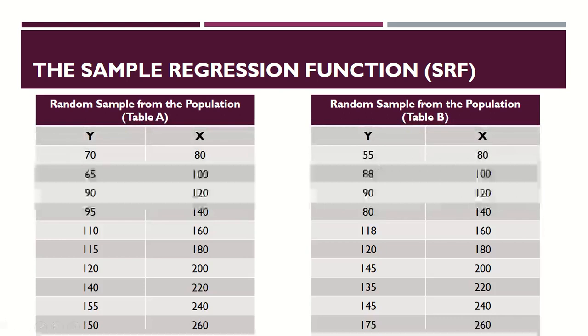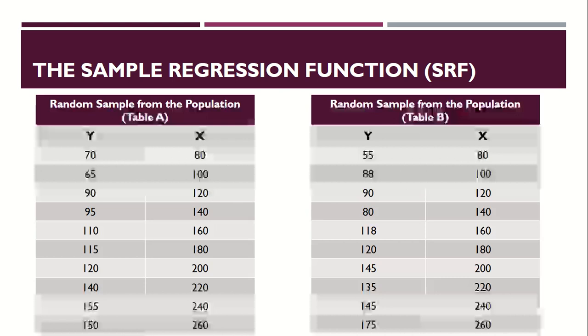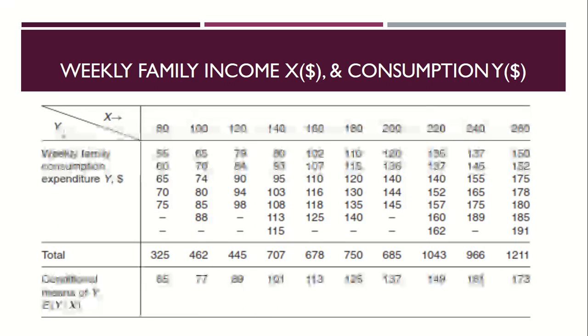We take data of 10 families in each of the samples. X is the income and Y is the consumption expenditure of families. For each level of income, we take the consumption expenditure of one family. For example, for $80 income, the consumption expenditures of 5 families are given in this table. If you can see here, for $80 income, we have 5 families whose consumption expenditure is mentioned over here.